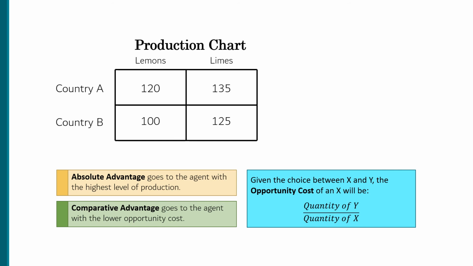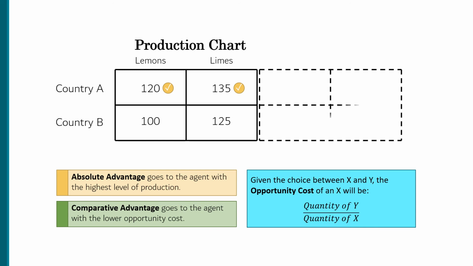So who has the absolute advantage in lemons? That would be country A, who can produce 120 lemons to B's 100. And who has the absolute advantage in limes? Again, this is country A, where 135 is more than 125. So is there any opportunity for mutually beneficial trade? Certainly. To see what it is, we need to calculate their opportunity costs.